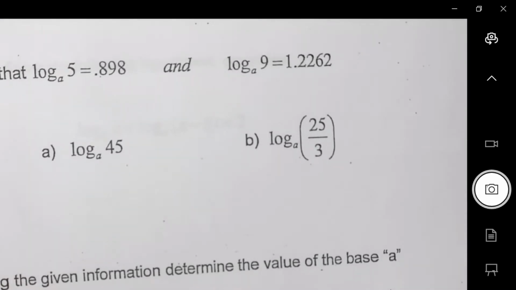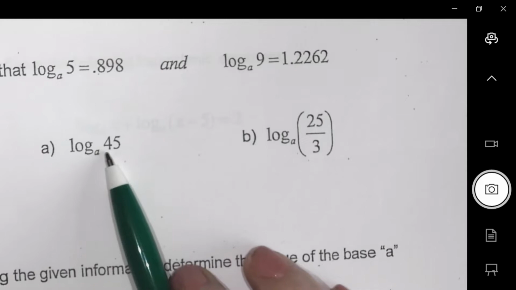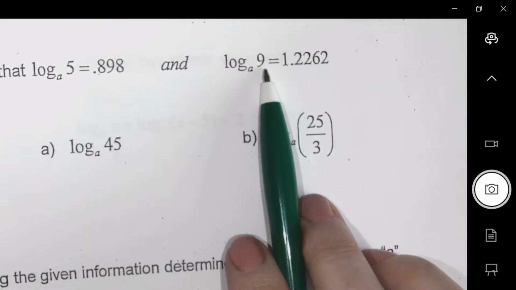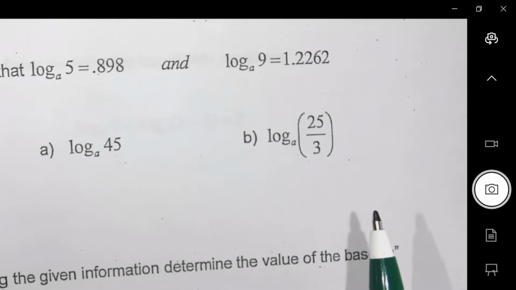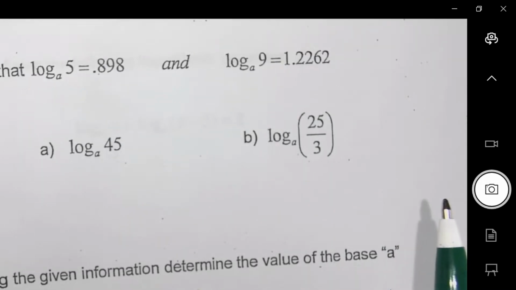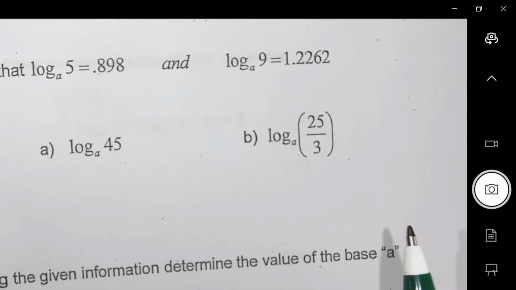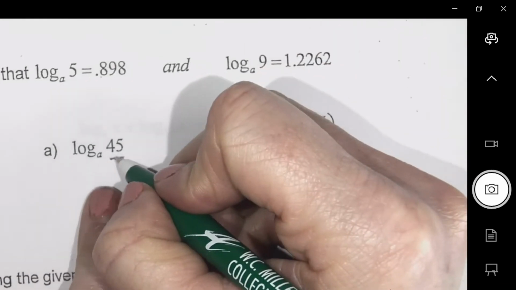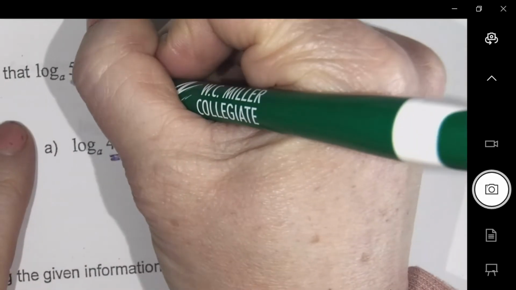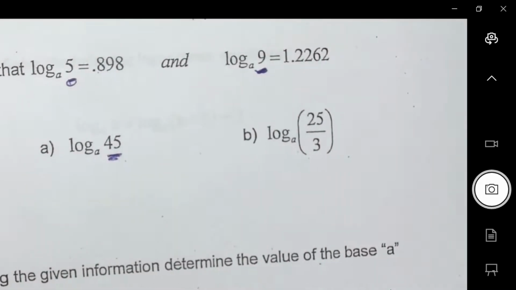Okay, log rules. How can I get to a 45? I have a 5 available and a 9 available. Log rules only allow me to connect with something multiplying, dividing, or exponents. And remember, exponents include radicals. Okay, so what's a way I can produce a 45? I have a 5 and a 9 available.